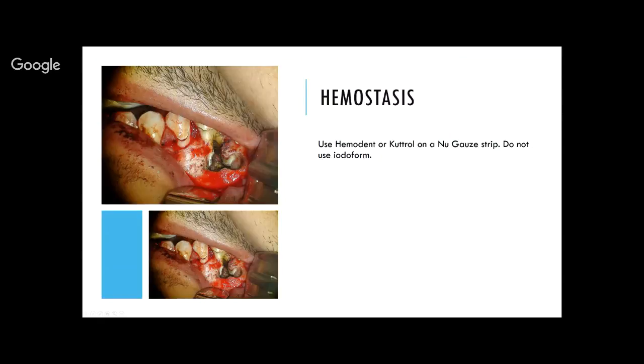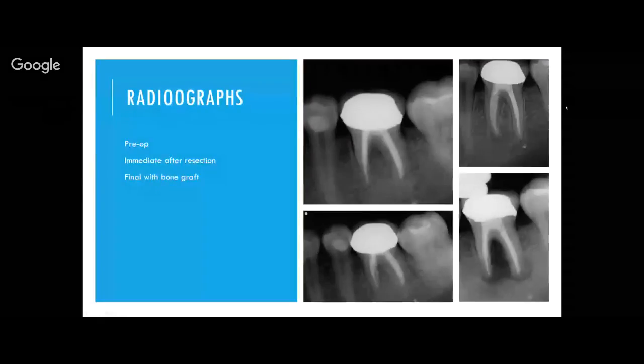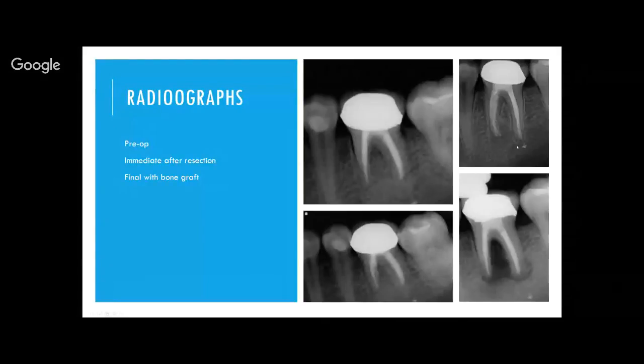These are radiographs. The one on top on the right shows the preoperative X-ray with the periapical lesion right there. And this is right after the apical surgery was done without the bone graft placed. This up here on the left shows the bone graft placed, and the membrane was placed as well.